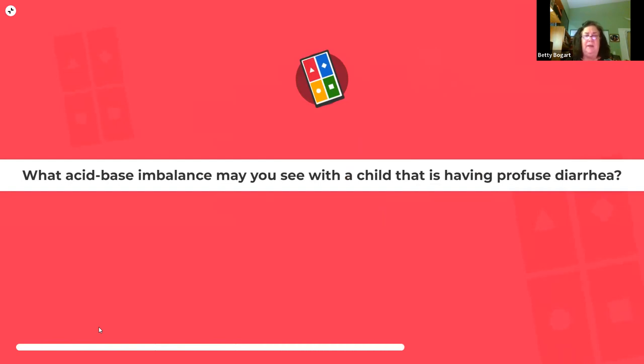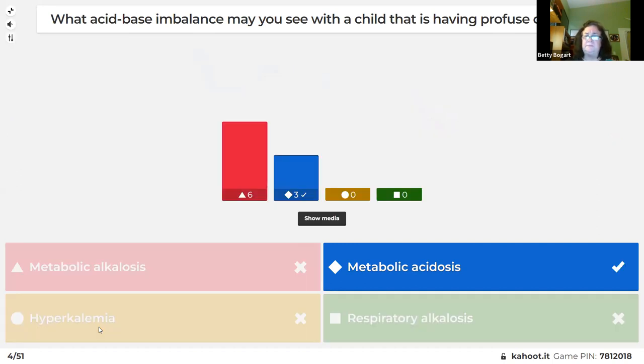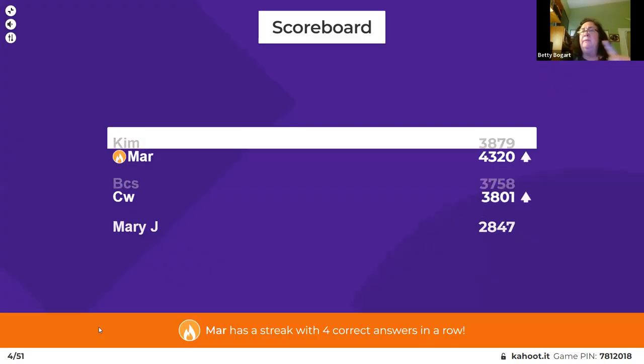What acid-base imbalance may you see with a child that is having profuse diarrhea? Now you're gonna see me adding these acid-base things because I know that HESI and NCLEX love acid-base questions. So I'm just trying to get you used to them. If you don't understand them, let me know. I'll talk to you about them. So when you have diarrhea, you lose a lot of alkaline due to what comes out of the small intestines, okay? So you lose alkaline, you become acid. So metabolic acidosis. You would think vomiting, you're gonna see acid come out, but diarrhea, you're losing alkaline. Okay, important to remember.